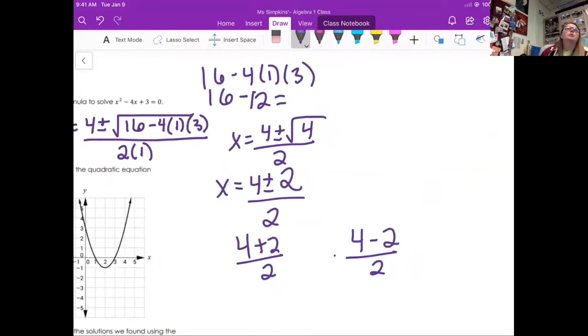So for the first one, what's 4 plus 2 divided by 2? 3. What's 4 minus 2 divided by 2? 1. Those are your answers, 3 and 1. Good. Yeah, that's why I said it's not difficult. It's just a lot of things, a lot of little things.